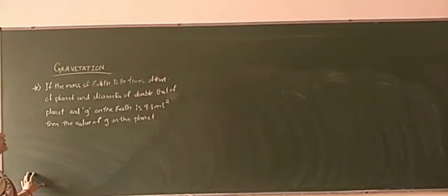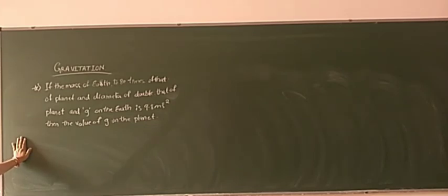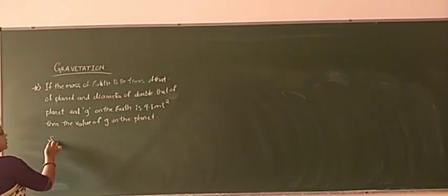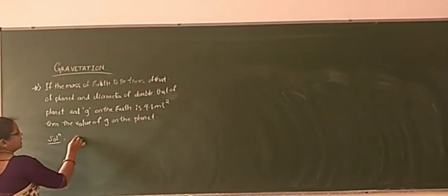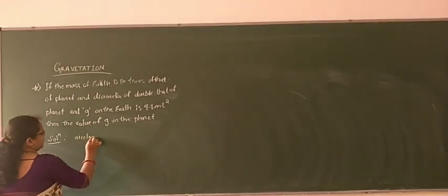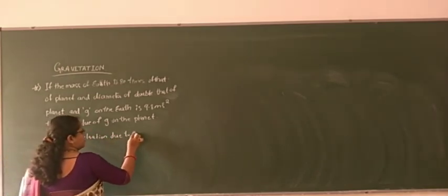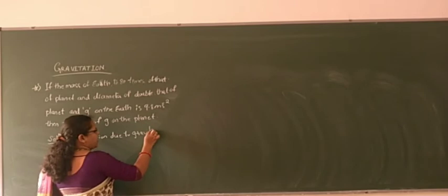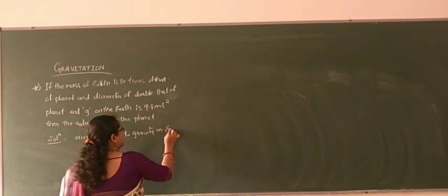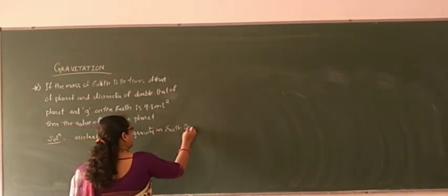If the mass of the earth is 80 times that of the planet, and the diameter is double that of the planet, and g on the earth, acceleration due to gravity on the earth, is 9.8 meter per second square, what is the value of g on the planet? So as we know here, acceleration due to gravity on the earth surface.